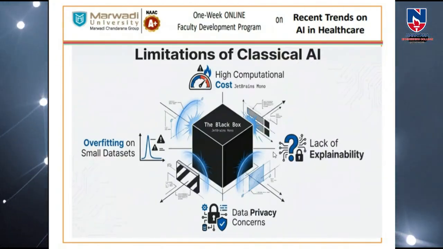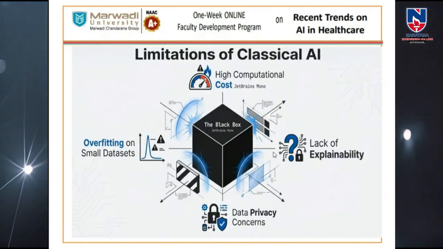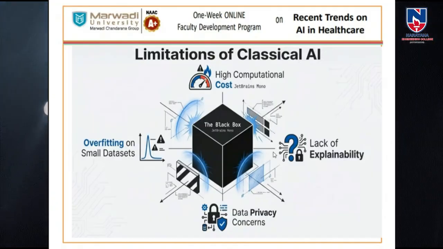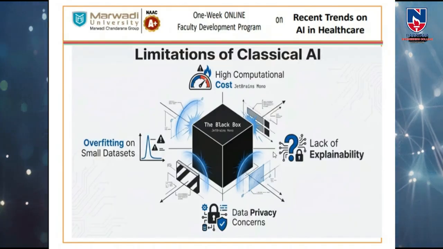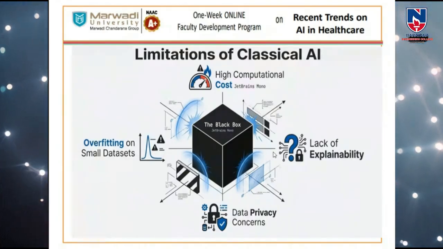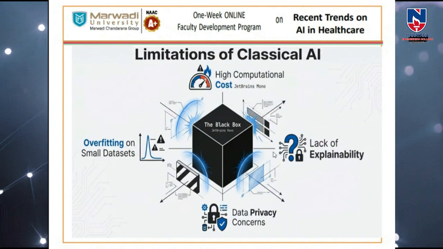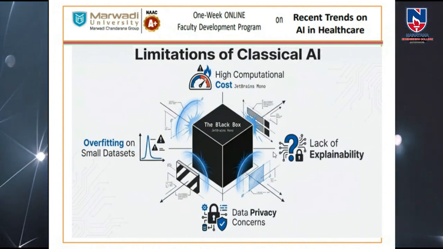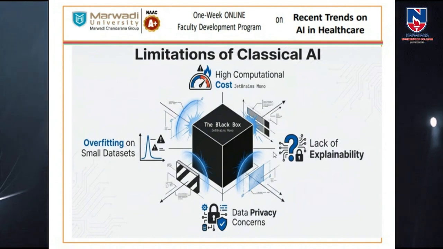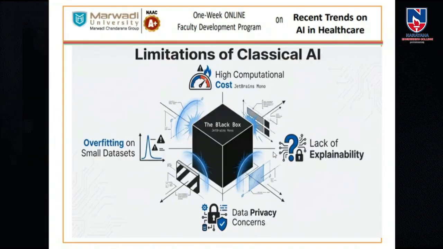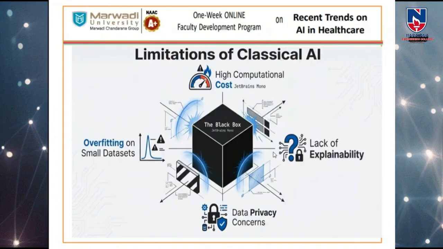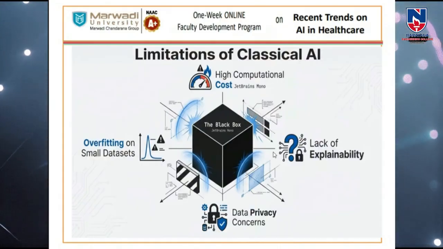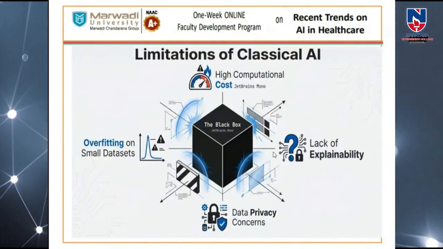These are some of the key limitations of classical approaches. One thing is you need large data sets that cost high computational power. Another is data privacy. There are ethical rules and regulations as per medical regulations. The hospitals don't have the right to share information related to patients.